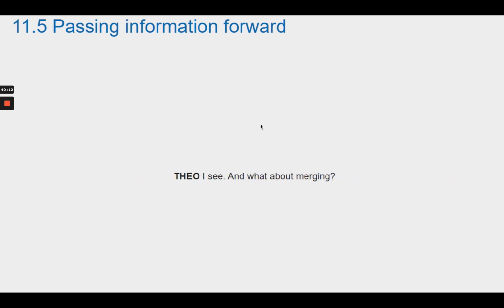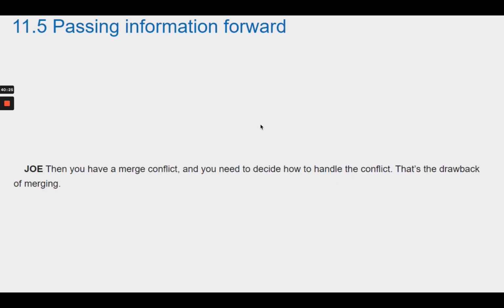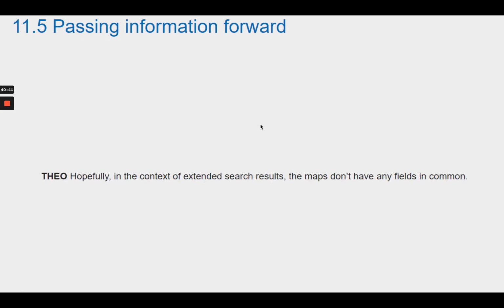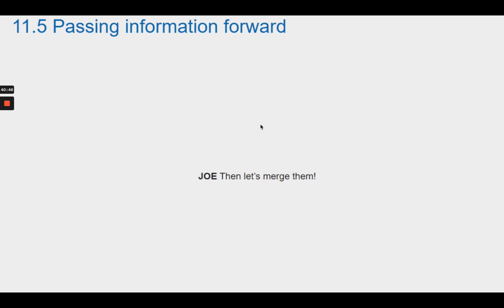Theo: I see. And what about merging? Joe: In merging, we combine the fields of both maps into a single map. Theo: If there are fields with the same name in both maps, what then? Joe: Then you have a merge conflict, and you need to decide how to handle the conflict. That's the drawback of merging. Note: when merging maps, we need to think about the occurrences of conflicting fields. Theo: Hopefully, in the context of extended search results, the maps don't have any fields in common. Joe: Then let's merge them.